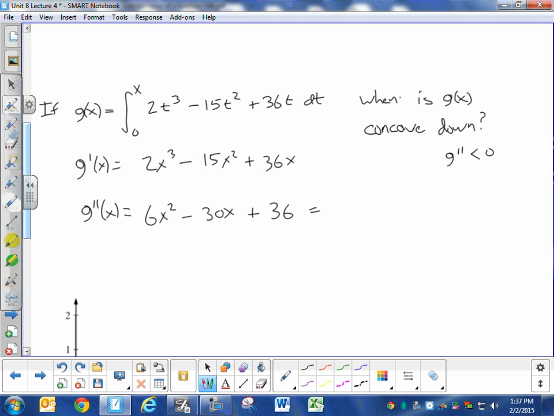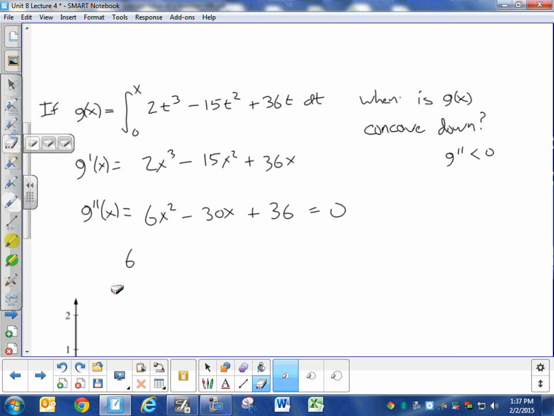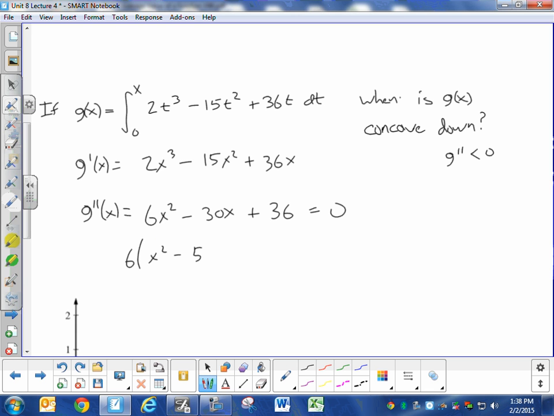To figure that out, I'm going to set this equal to 0 first, and then analyze the signs around those. So 6 goes into all of these, so I'll factor out a 6. X squared minus 5x plus 6. I'll factor this. 6 times x minus 3, x minus 2. That gives me x could equal 3 and 2. Okay, so that's when g double prime equals 0, at 3 and 2.